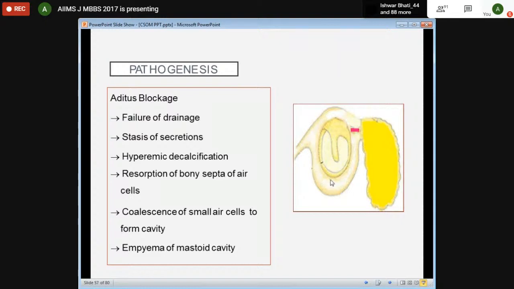And the second thing is the lighthouse sign. The lighthouse sign is where there is a huge pressure of pus in the mastoid region and in the middle ear.